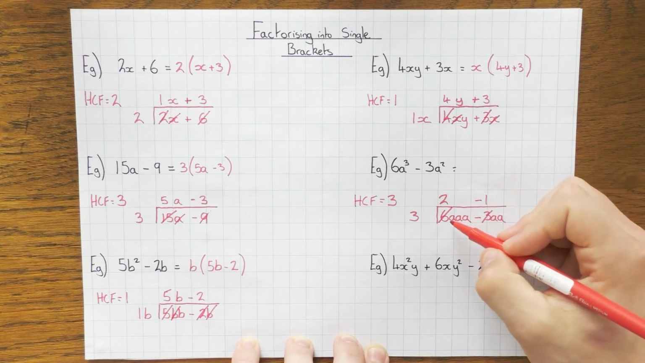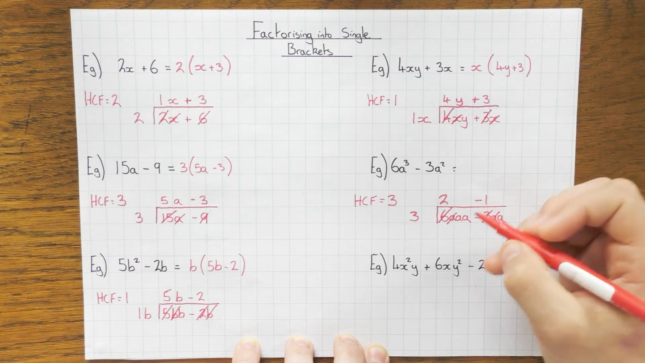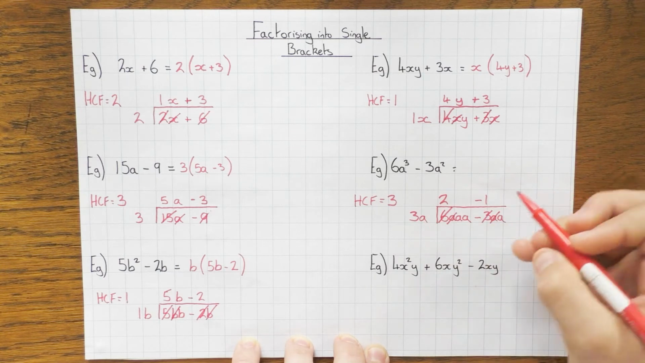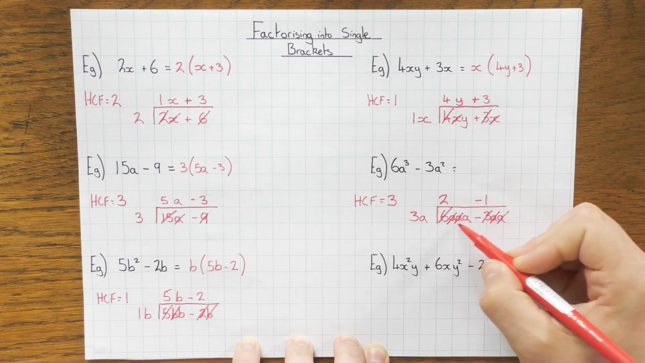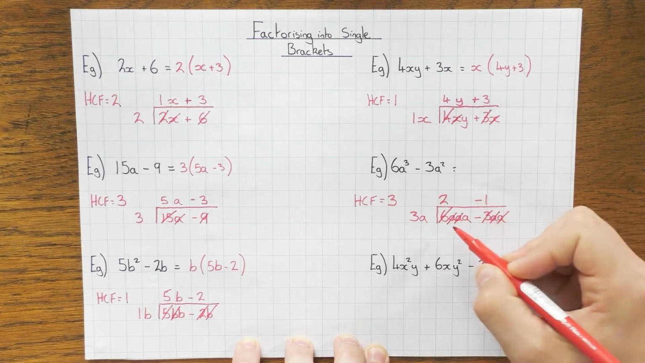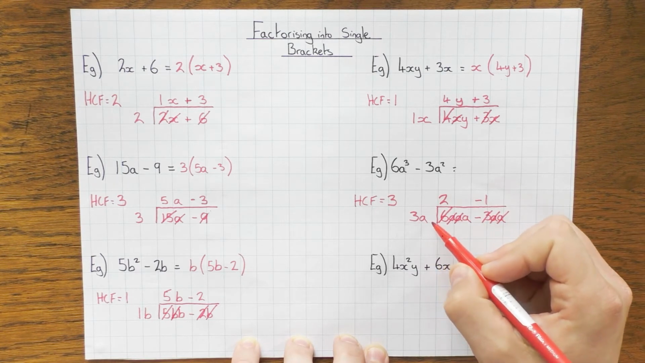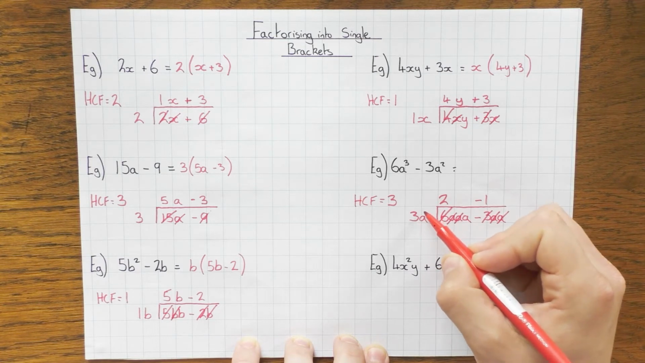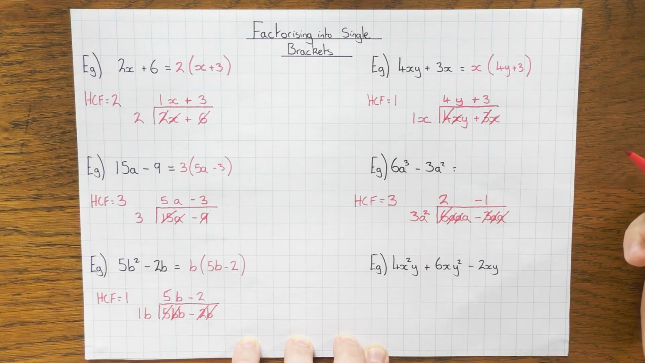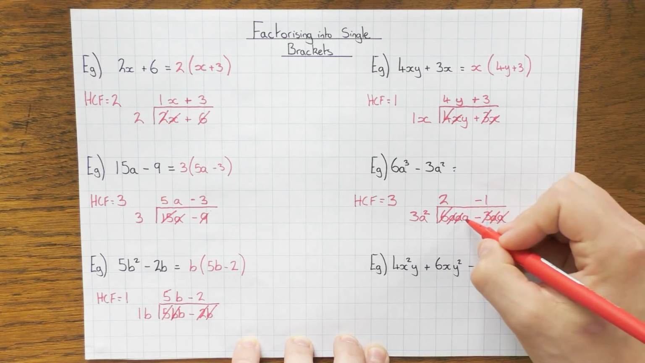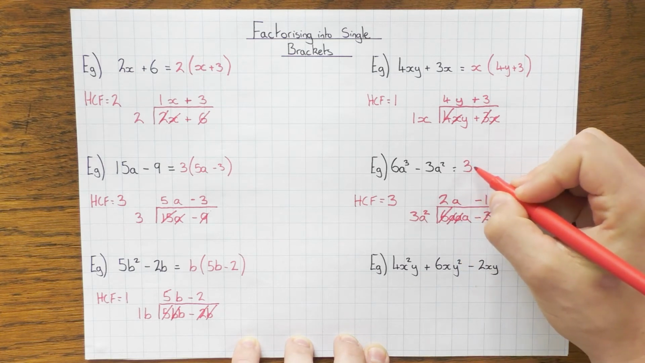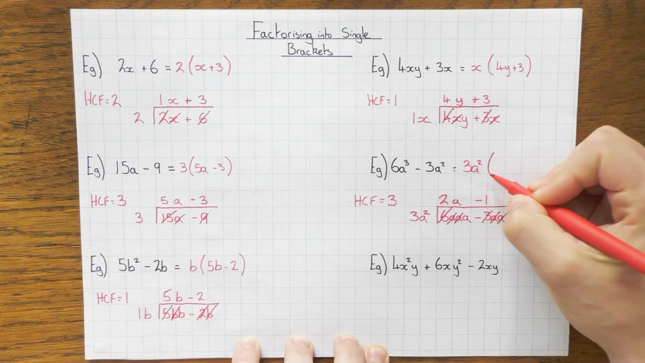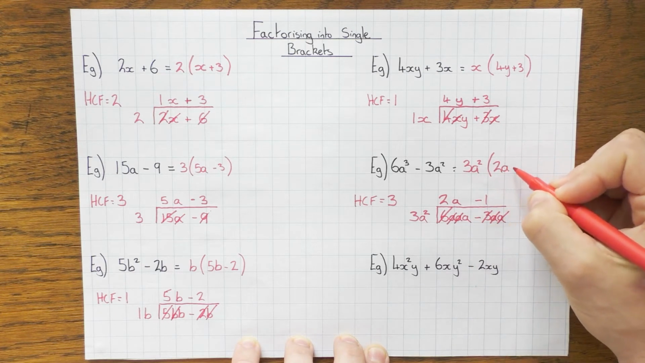Let's have a look at the letters. Well, I've got an a and an a, so I can bring out an a, but in this case I can also do it again, because I've got 3 a's here, and I've got 2 a's here, so I can take out another a. Now I don't put 3aa, because a times a is a squared, so I do simplify that to a squared when I take out a second a, like so. What's left? Well, I've got that one there, and then I'm done. So let's write that out, 3a squared, and then I've got my 2a minus 1.